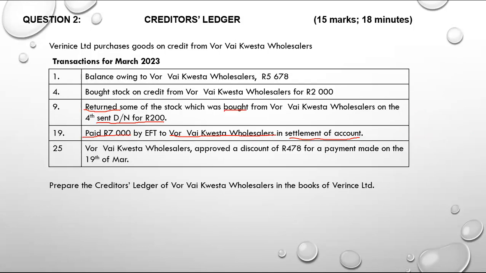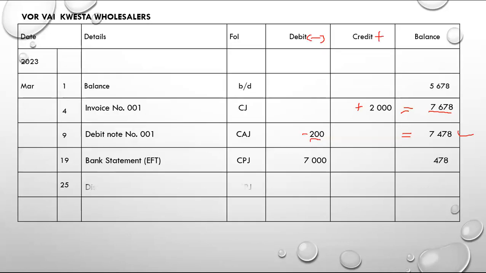It says that Volvi Questa wholesalers gave us a discount of 478 for a payment made on the 19th. I am going to write under details, discount received. I prefer to write discount received, even though here I wrote discount. It's from the CPJ. So they gave us a discount of 478. It means that since we paid them 7,000, the other amount that we were still owing to them, they gave it to us as a discount. So we are going to reduce what we owe them by 478, which is the discount, which ends up giving us 0. So at the end, we end up owing Questa wholesalers 0.